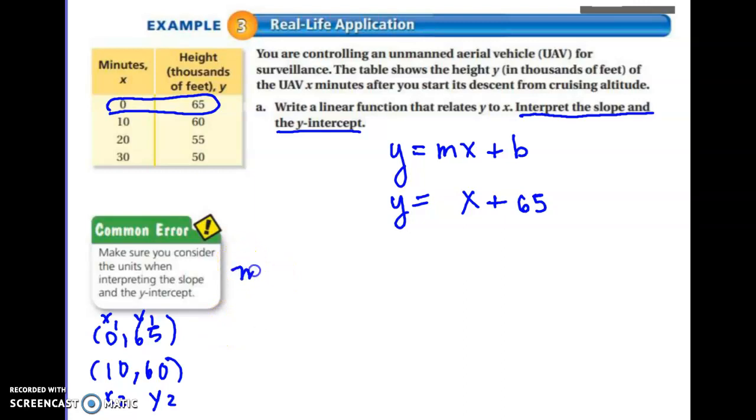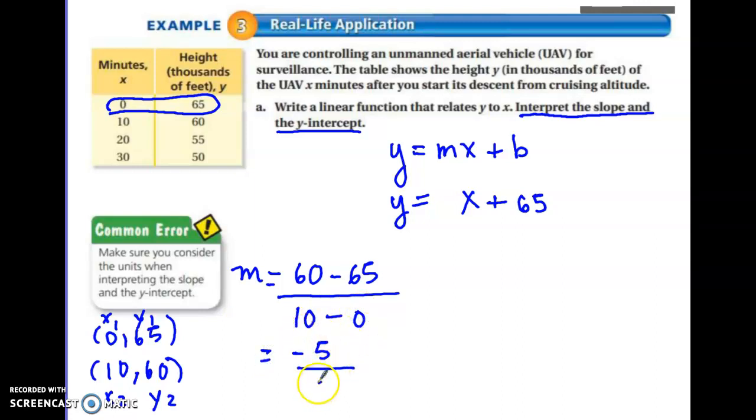So m equals y2, that's 60, minus y1, 65, over 10, that's my x2, minus 0. So I have negative 5 over 10, which simplifies to negative 1/2. So here I have a negative 1/2. So my function is y equals negative 1/2 x plus 65.